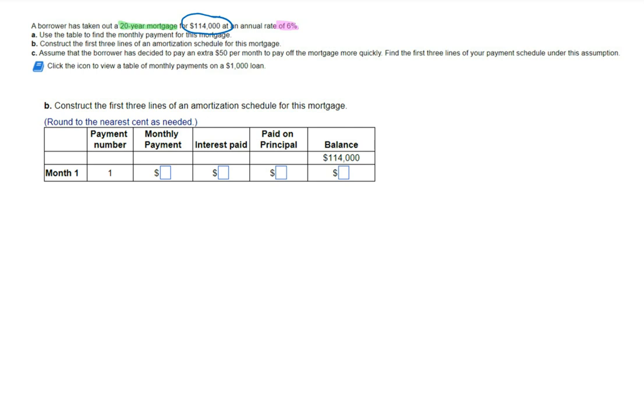Okay, so for part B, it says construct the 3 lines of a schedule for this mortgage. And my math lab is showing month number 1 at the moment. So I did a screenshot of it. And your monthly payment, which is going to go right here, is the answer we got in part A. So that's going to be the $816.24.